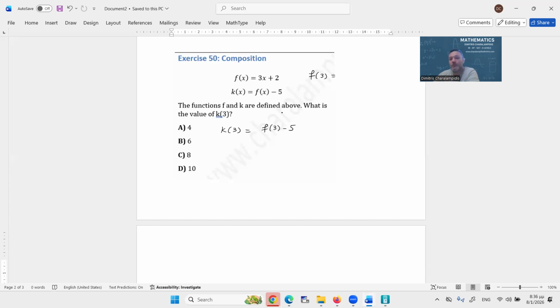So f of x was 3x plus 2, f of 3 will now become 3 times 3 plus 2, which is 9 plus 2 equals 11. So f of 3 is 11 and minus 5 should be equal to 6, which makes B the right answer for this question.